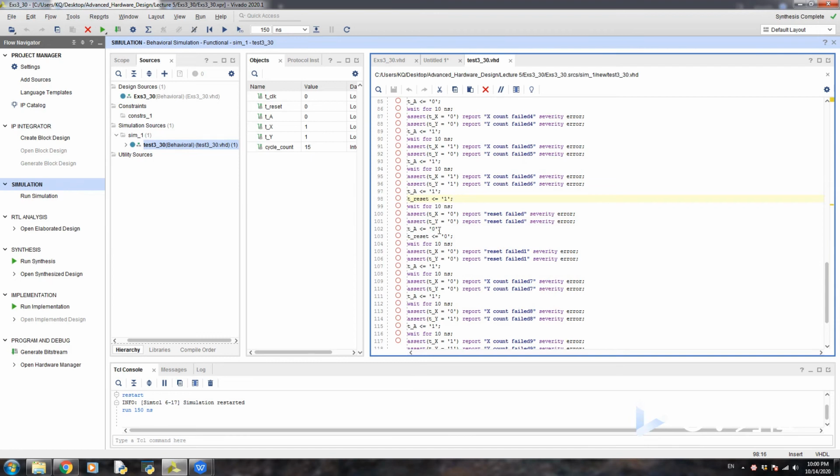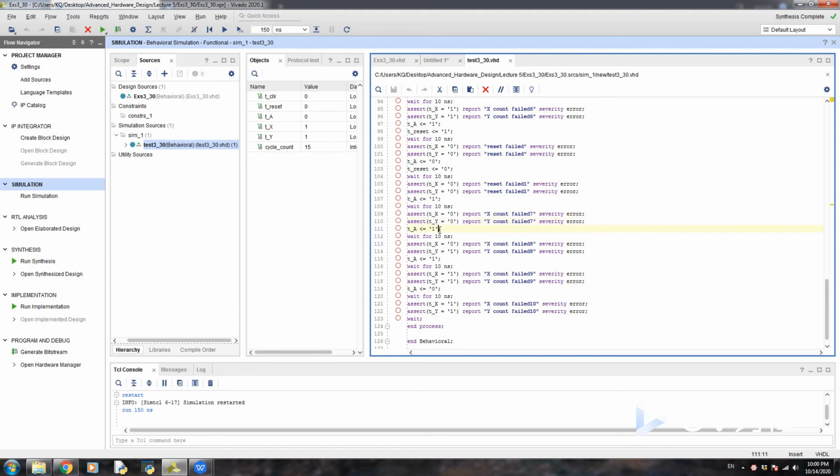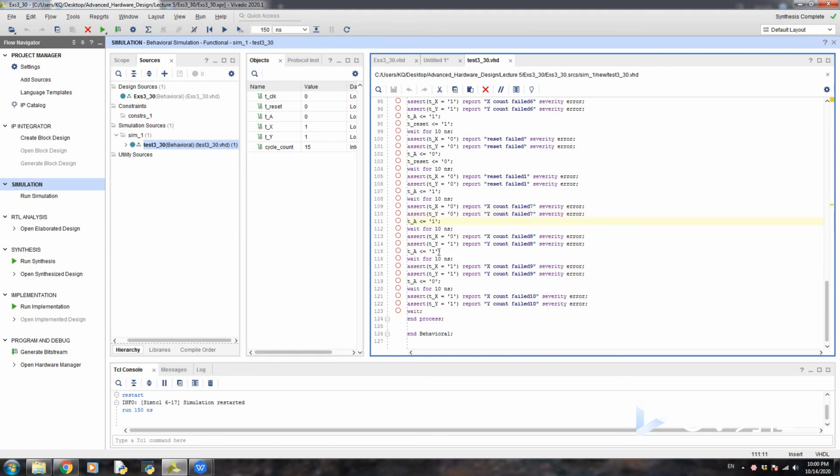And A is set to 0 again, reset set to 0, X and Y stay at 0. A is set to 1, X and Y stay at 0. So that's the first one after the reset. Another one, so Y went to 1. Another one, that's 3, so X went to 1. And a 0, it stays at 1.